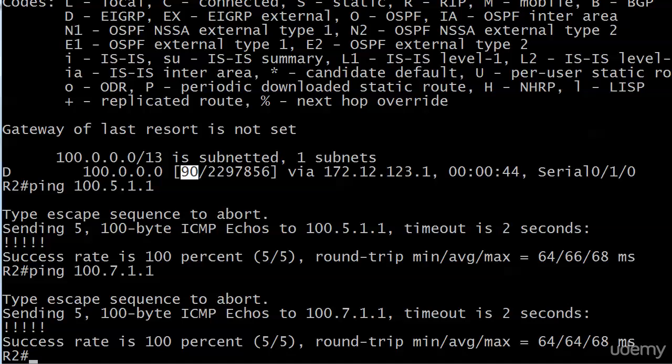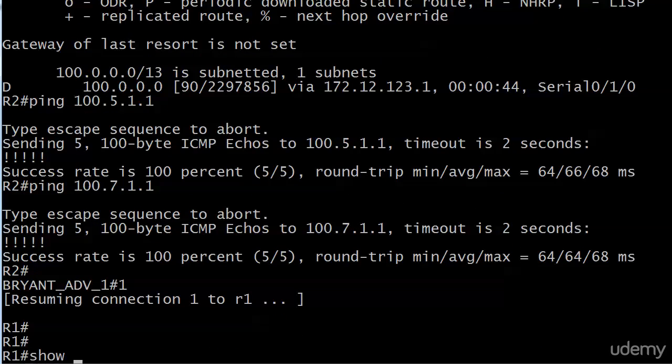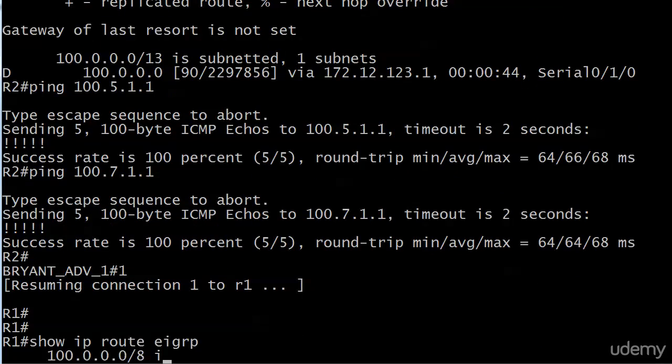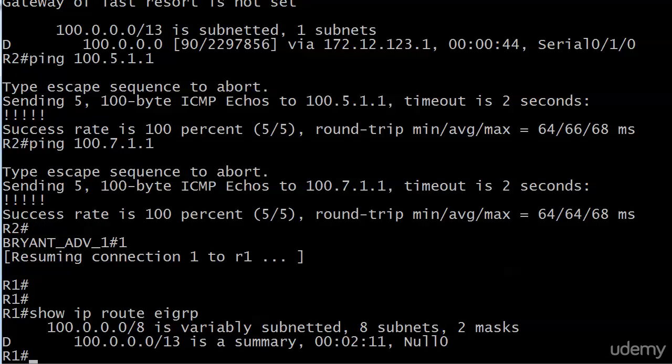So let's see. I want to show you a little something funky up here on router 1, though. So we've got 100.0.0.0/8 is variably subnetted, 8 subnets, 2 masks, etc. Here's our summary, but notice that it doesn't have an administrative distance. There's something you don't see real often. Check that out. There's nothing here. And it says it is a summary, that's fine, but what's with this Null0 jazz? What's going on there? Well, this is actually default behavior.